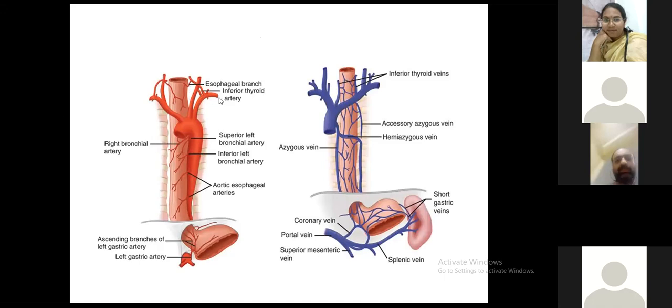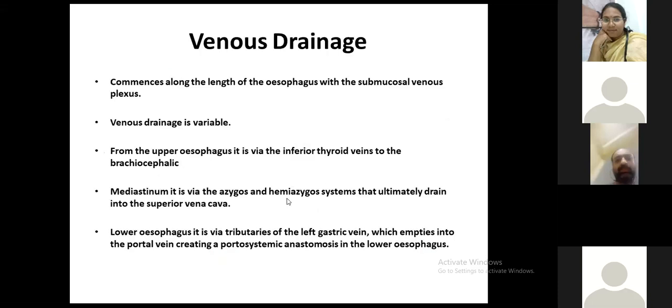Superiorly at the cervical region, we can appreciate the inferior thyroid arteries. In the thoracic segment, there are branches arising directly from the aorta. Inferiorly, the branch from the left gastric artery supplying the lower esophagus can be appreciated. So next it is the venous drainage. Both the arterial and the venous supply to the esophagus are variable.